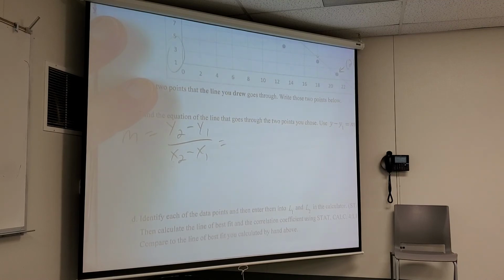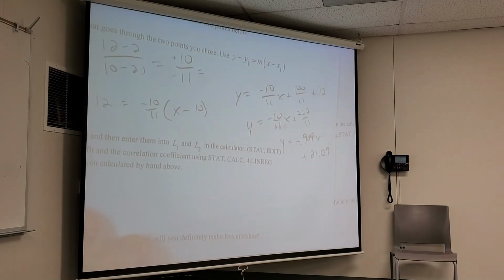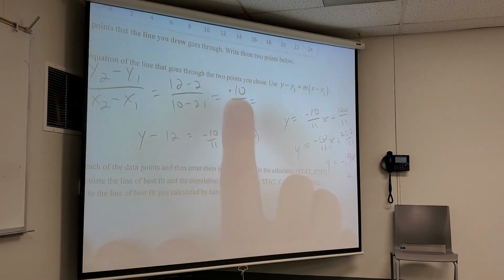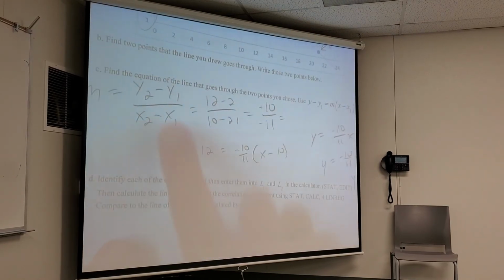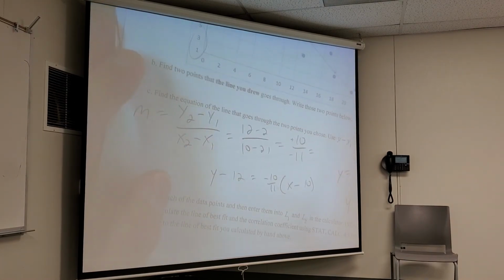Here's what I got. Where are you? Please. I got negative 0.909x plus 21.09. Everybody should get a slightly different answer. What do you guys get for the slope? Has anybody calculated your slope yet? You guys doing all right? This is algebra, but it should be simple algebra.